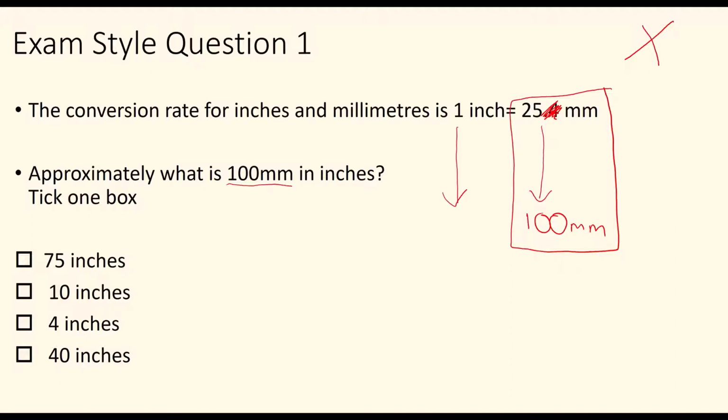In all of these conversions, we're either timesing or dividing. So you've got to think, what is the relationship between 25 to 100? Well, if it's getting bigger, then it's multiplying. So what do we multiply 25 by to get to 100? We have to multiply it 4 times. So 25 times 4 does equal 100.